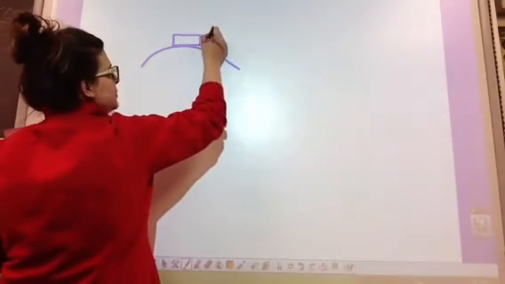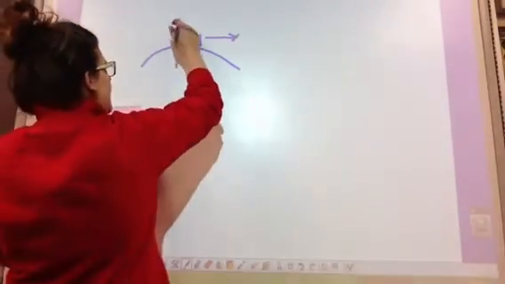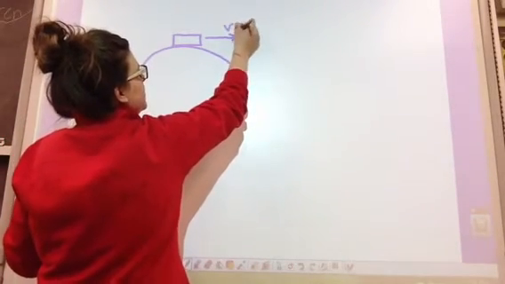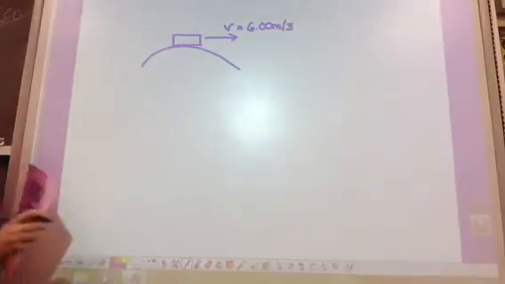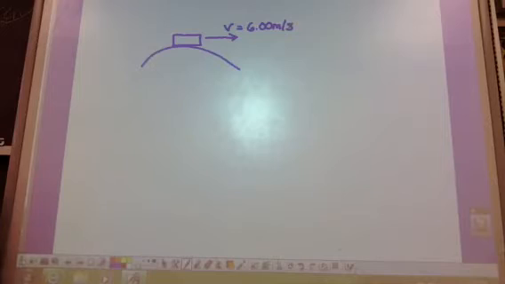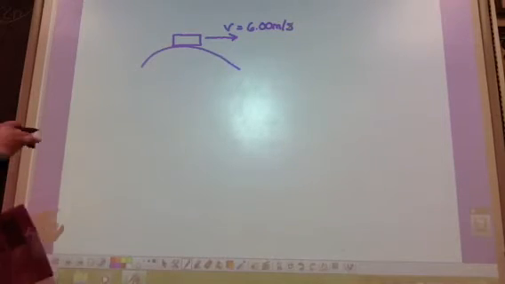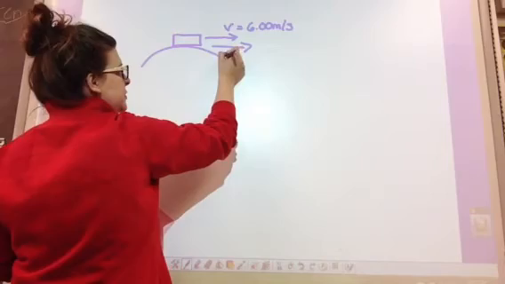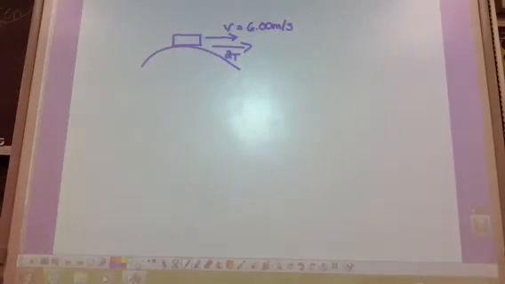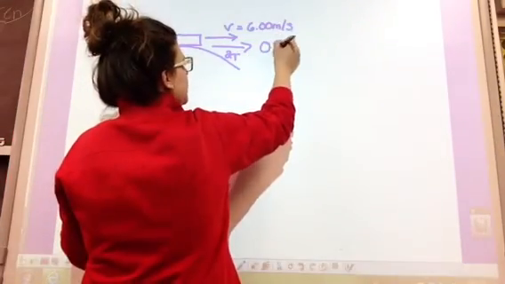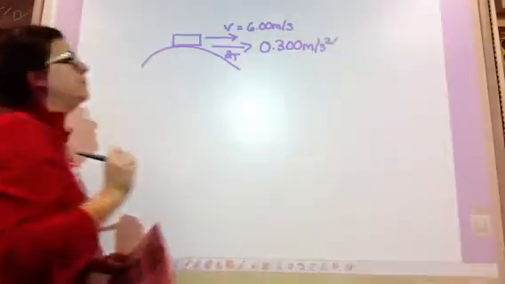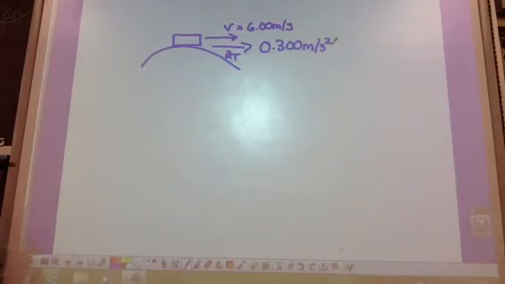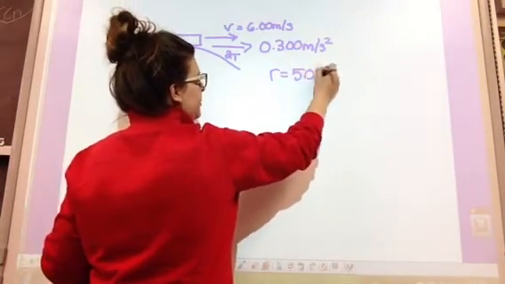I know that its horizontal velocity at that moment when it's at the top was 6. So v was equal to 6 meters per second. I also know it says that the acceleration, once it's parallel to the roadway, so when the car is parallel to the roadway, when it's here right now, then that acceleration, which would be my tangential acceleration, was 0.300 meters per second squared. I know that r, the radius, was equal to 500 meters.